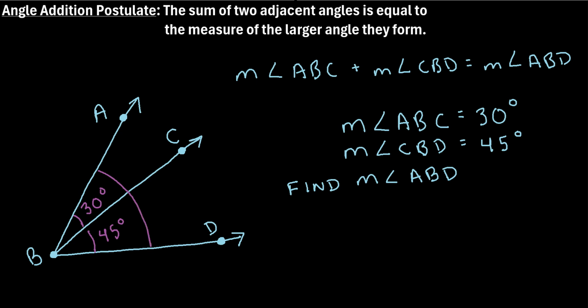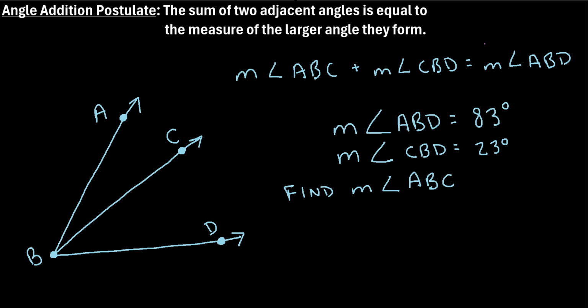How can we find that? Well, the angle addition postulate says we just need to add these two adjacent angles. So add the 30 degrees with the 45 degrees. So we would say the measure of angle ABD is equal to 30 degrees plus 45 degrees. So what is 30 plus 45? That's 75. So this larger angle right here is 75 degrees. And that makes sense because it's just the sum of these two adjacent angles.